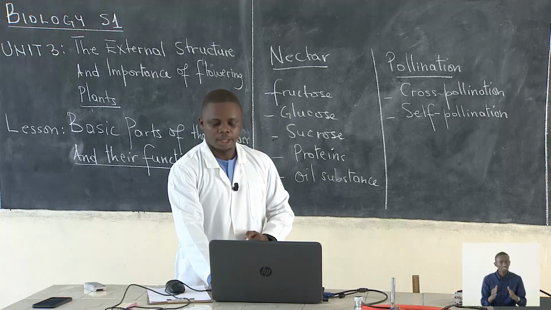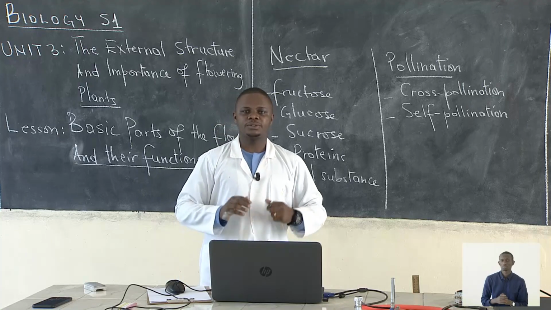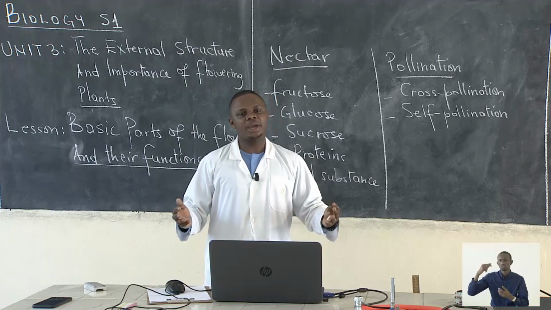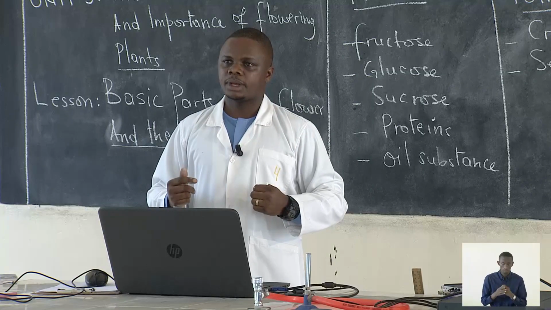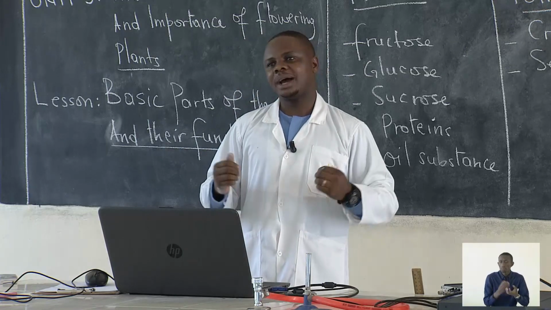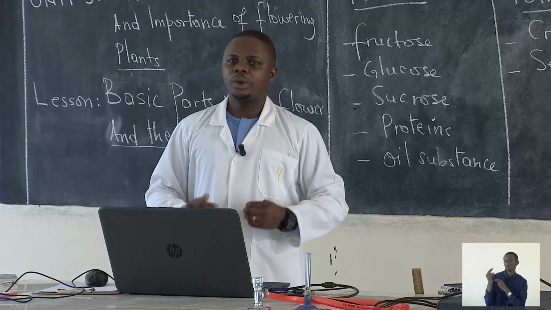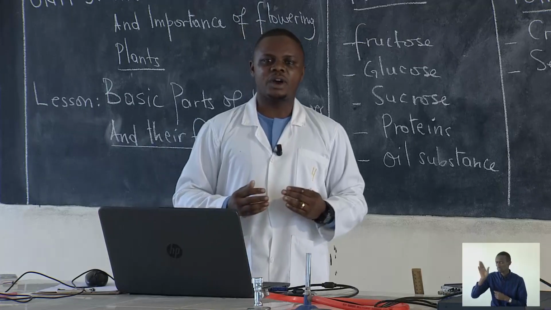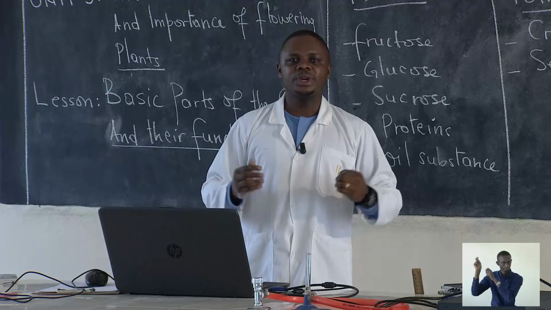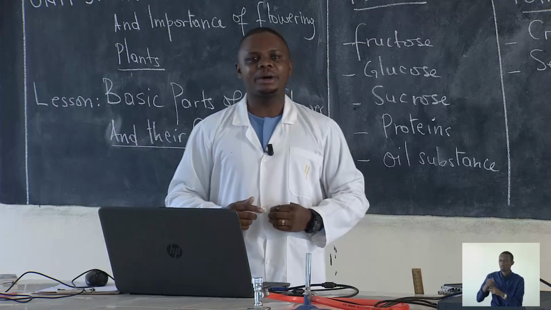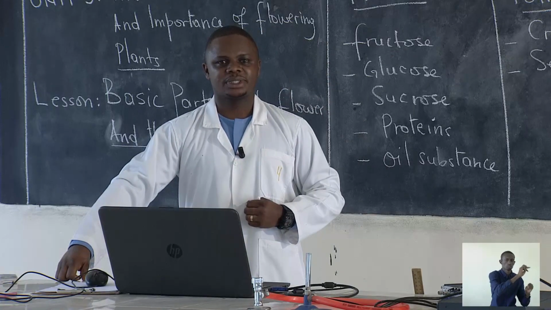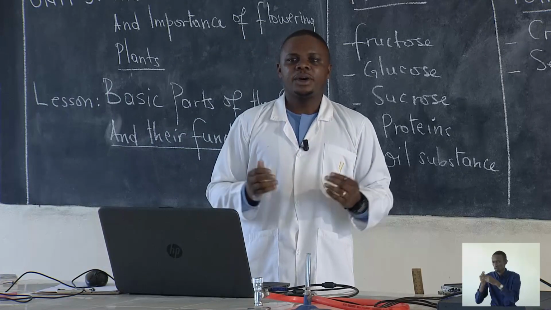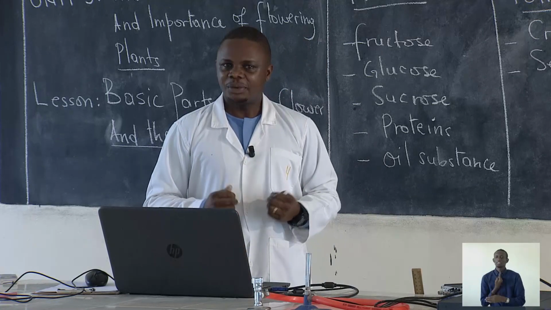Students, as you can see, we have talked about flowers as organs of the plant. We have described different parts of the flower, and we have seen their functions. We have seen what we call pollination, which is the transfer of pollen grains from anthers to stigma. Then we have talked about two types of pollination. That means cross-pollination and self-pollination. And we have seen their difference.